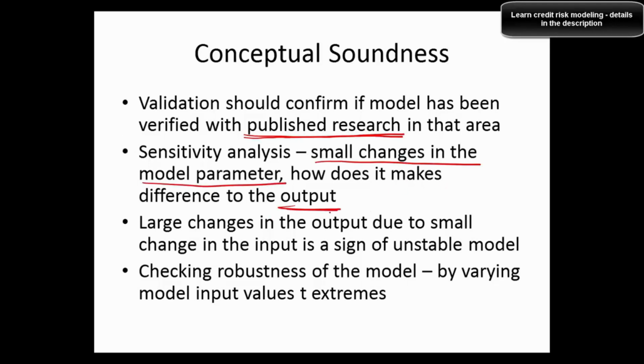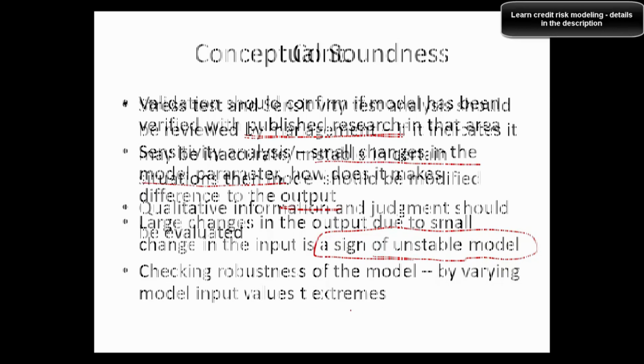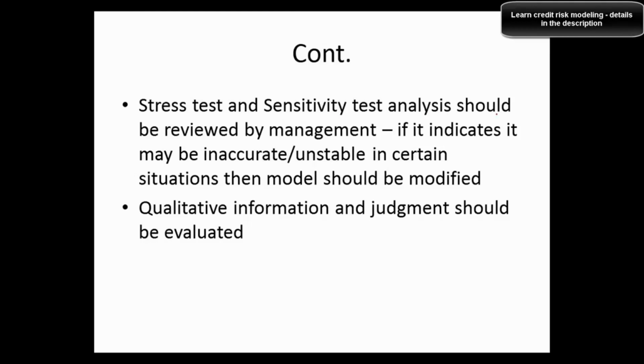A small change could make a lot of difference to the model output. If that's what is happening, then large changes to the output due to small change in the input is a sign of an unstable model, and hence it should be made stable. That's a bad model. Check robustness of the model by varying model input values and extremes. Stress testing and sensitivity test analysis should be reviewed by management, and if it indicates the model may be inaccurate or unstable in certain situations, then the model should be modified.